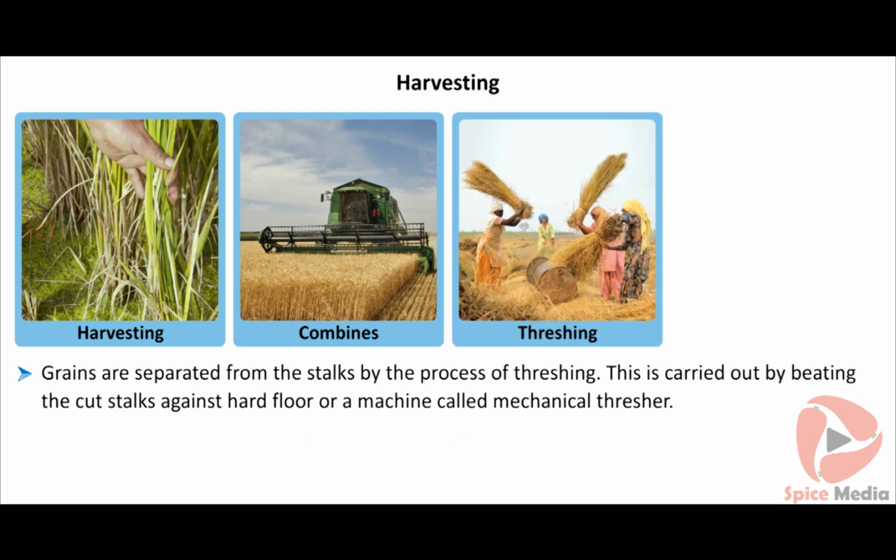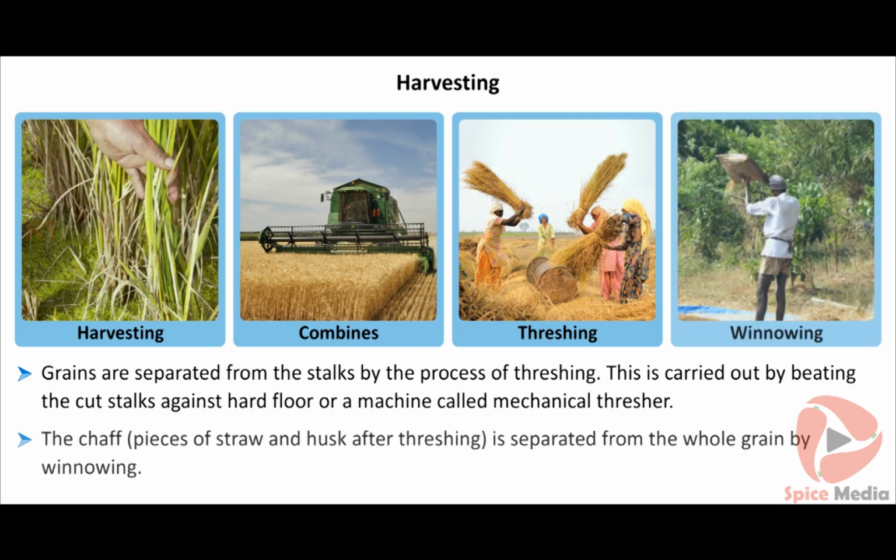Grains are separated from the stalks by the process of threshing. This is carried out by beating the cut stalks against hard floor or a machine called mechanical thresher. The chaff, pieces of straw and husk after threshing, is separated from the whole grain by winnowing.